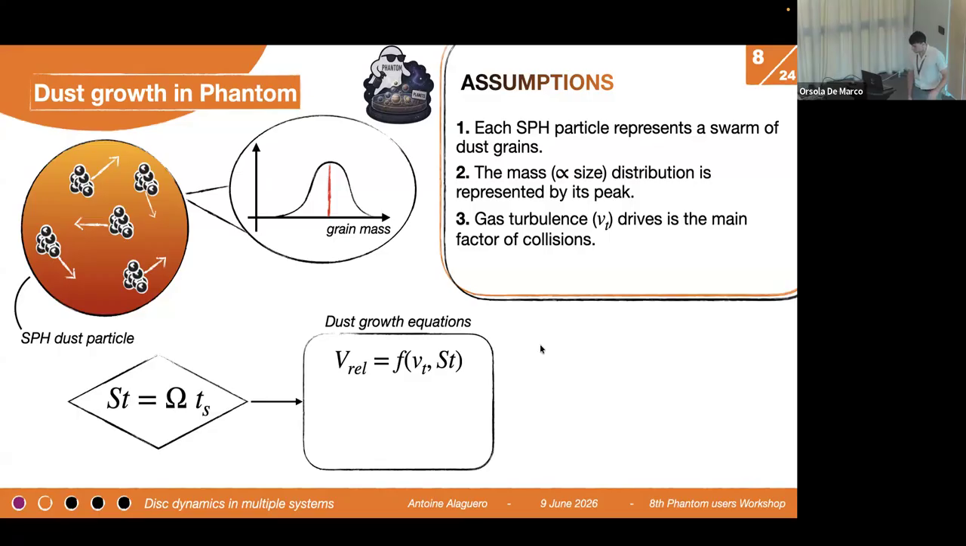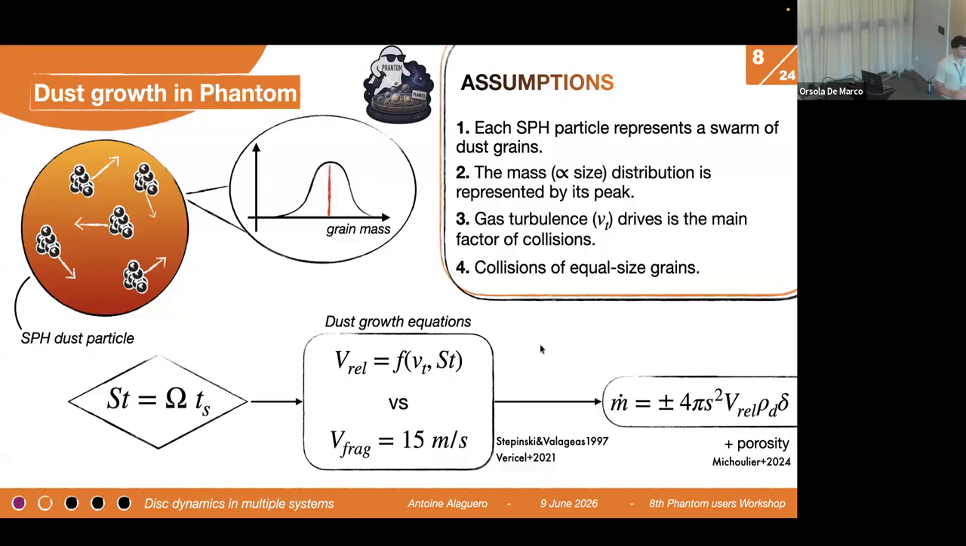And then we will use the Stokes number once again to compute the relative velocity of the tiny dust grains colliding. And this velocity depends on the Stokes number, but also on the gas turbulence. We will assume that gas turbulence is driving collisions between the dust grains. And we have analytics for this unresolved turbulence that happens within these SPH particles. And so from that, we can compute the relative motions between our tiny dust grains.